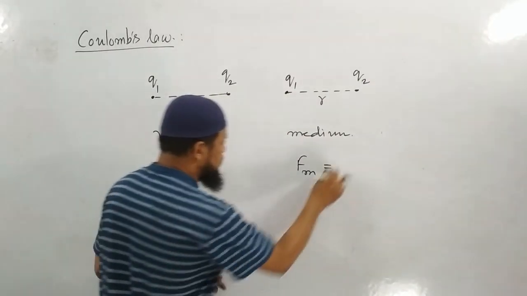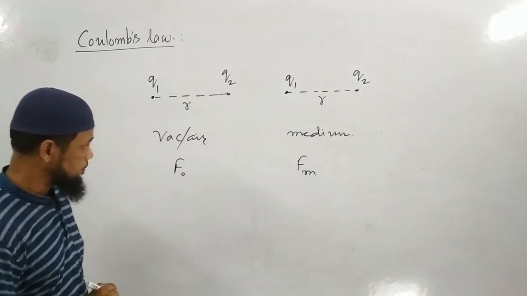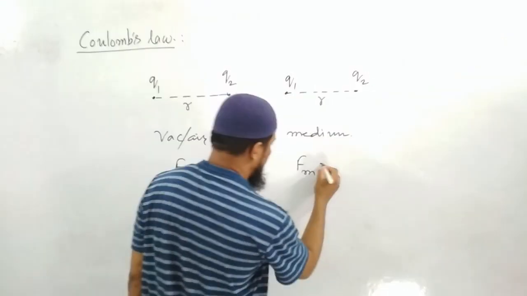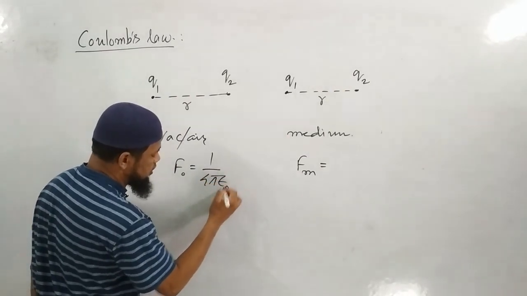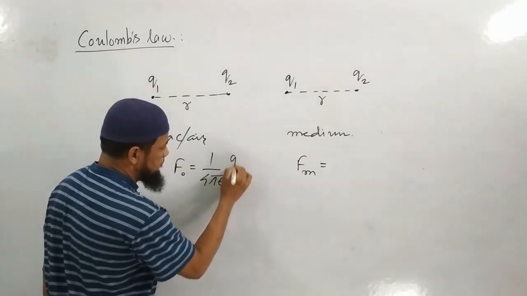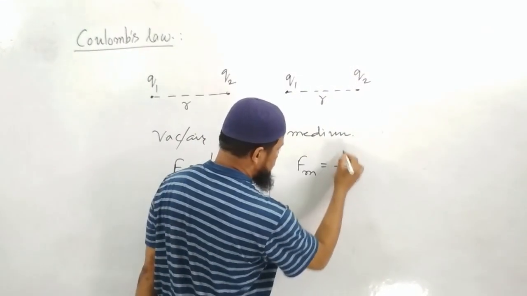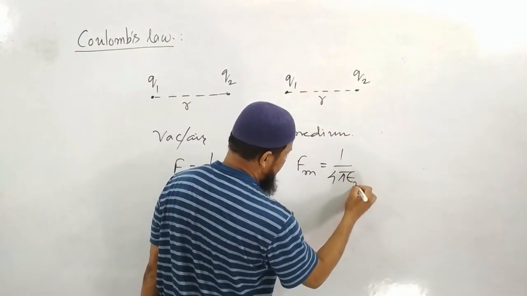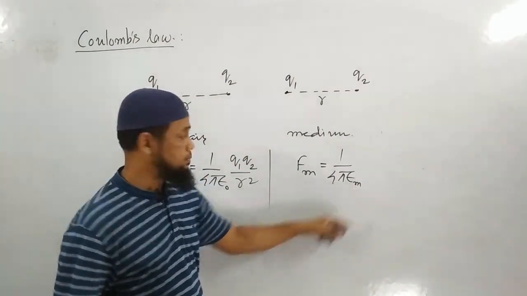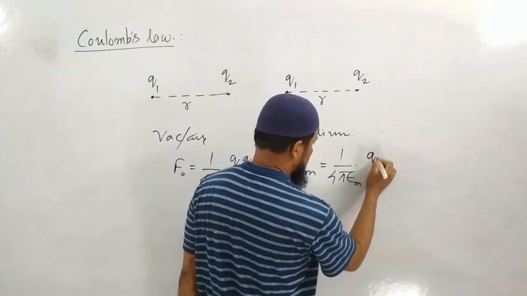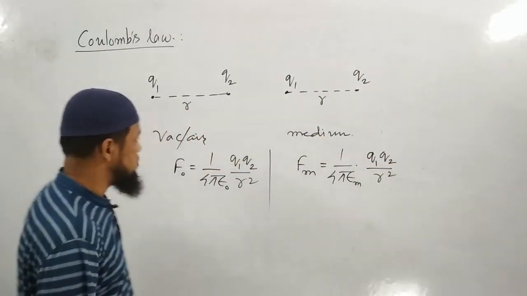So if the force between the two charges in vacuum is F naught, how much is it? It is 1 by 4 pi epsilon naught, the permittivity of vacuum, Q1 Q2 by R square. And Fm will become how much? 1 by 4 pi epsilon m, where we write the permittivity of that particular medium, into Q1 Q2 by R square.